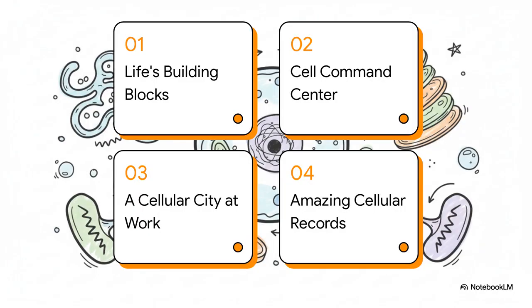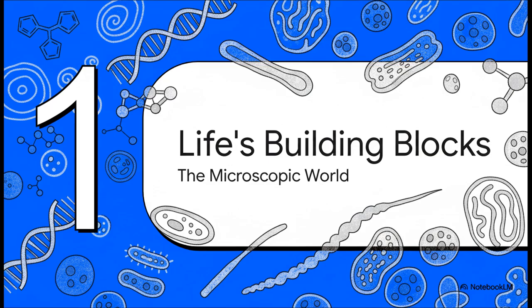All right, every good expedition needs a map, right? So here's ours. First up, we're going to get our bearings and understand the basic building blocks of life. Then, we'll head straight to the cell's command center. After that, we'll take a whirlwind tour of the cellular city at work. And finally, we'll check out some absolutely amazing cellular record holders. So, let's kick things off with Section 1, Life's Building Blocks.